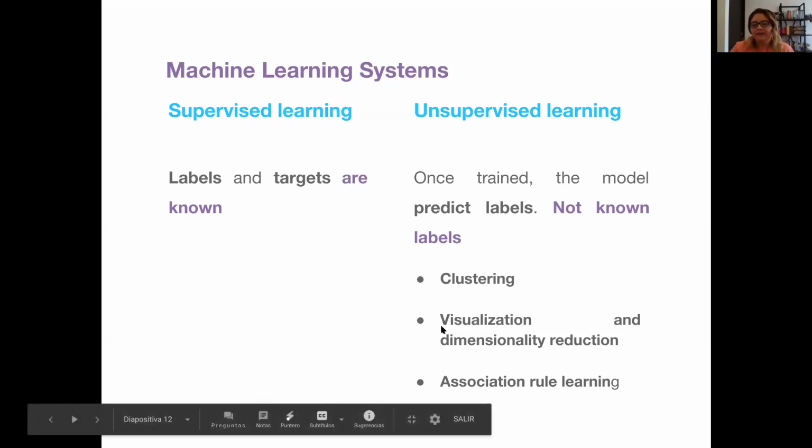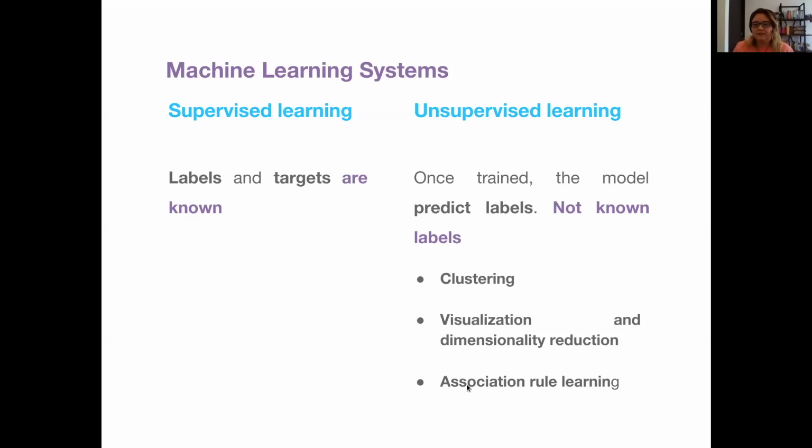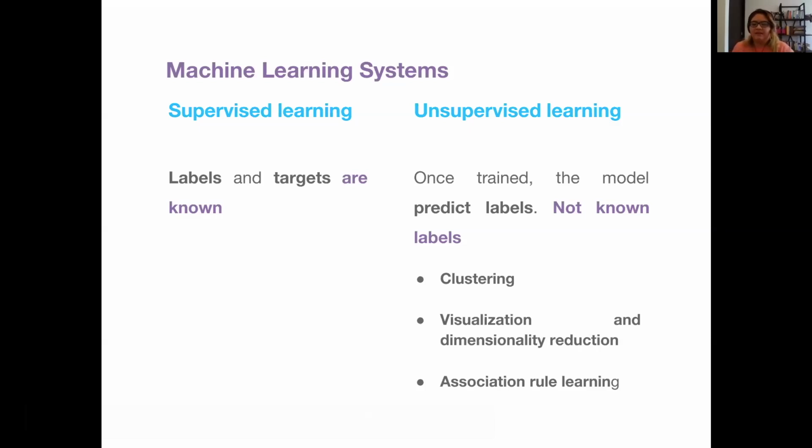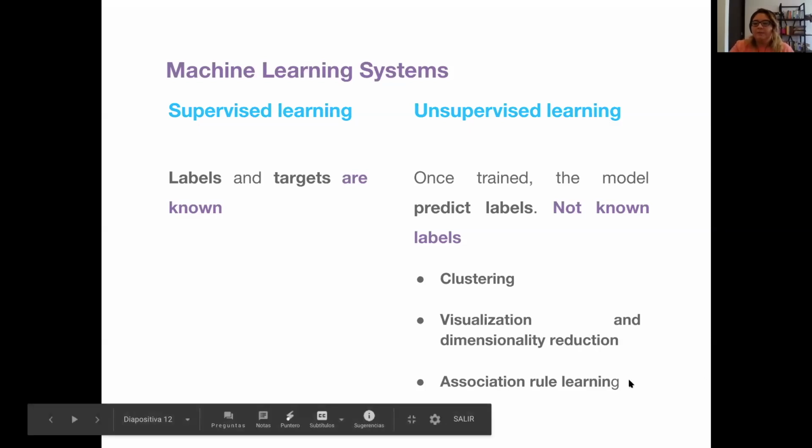And finally, another one is association rule learning. This is not very common, but it refers to some rules of classification. For example, is this a student or not? And you are going to profile and cluster your data according to some pre-identified rules.